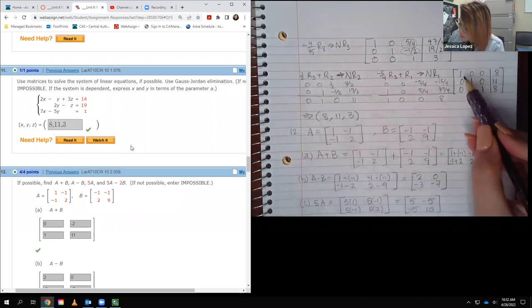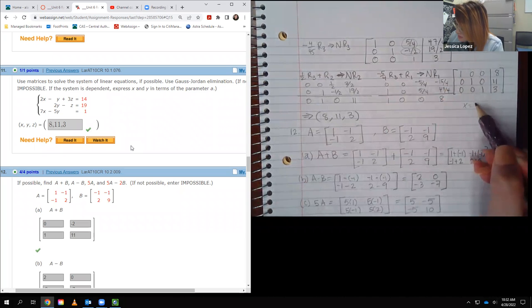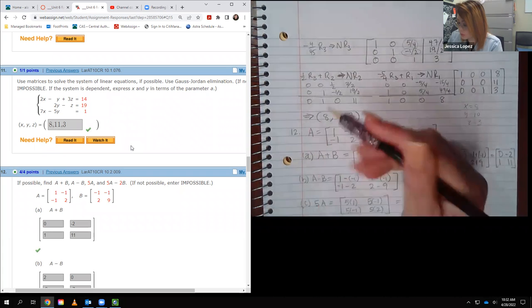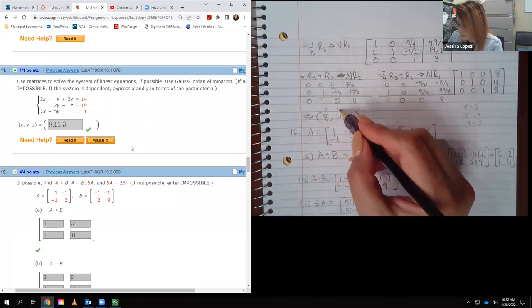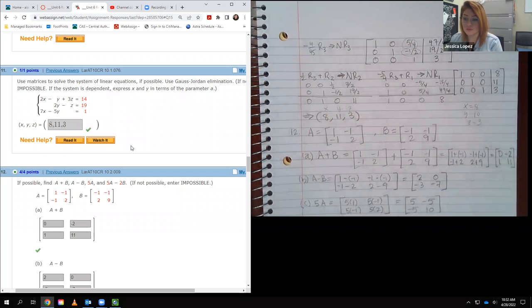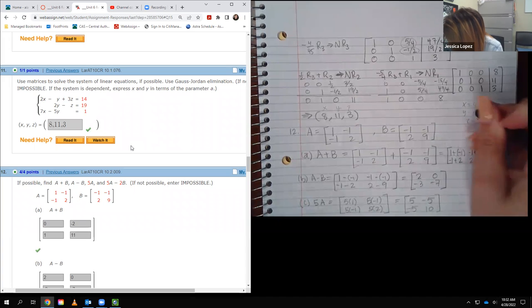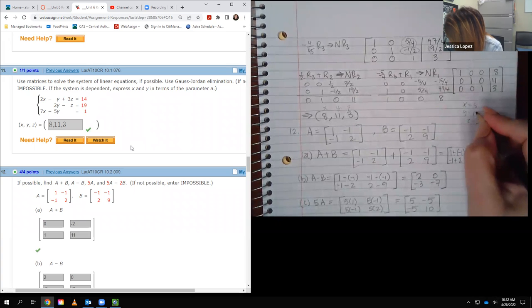And so if you notice, this means that x equals 8, this one says y equals 11, and the last equation says z equals 3. And so in coordinate form, it would be the x value first, the y value second, and then the z value last. And I wrote down the wrong number over here. Should have been 11. There we go.